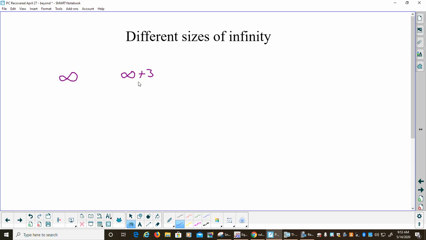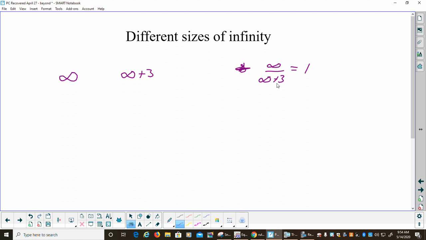Here, you may think I'm contradicting myself. Infinity compared to infinity plus 3, that's the same. So if I gave you infinity over infinity plus 3, that's worth 1, because infinity is so large. Adding 3 to it, no. That's just worth 1. These are the same size. If you had infinitely many dollars and somebody gave you $3, you would never notice it.